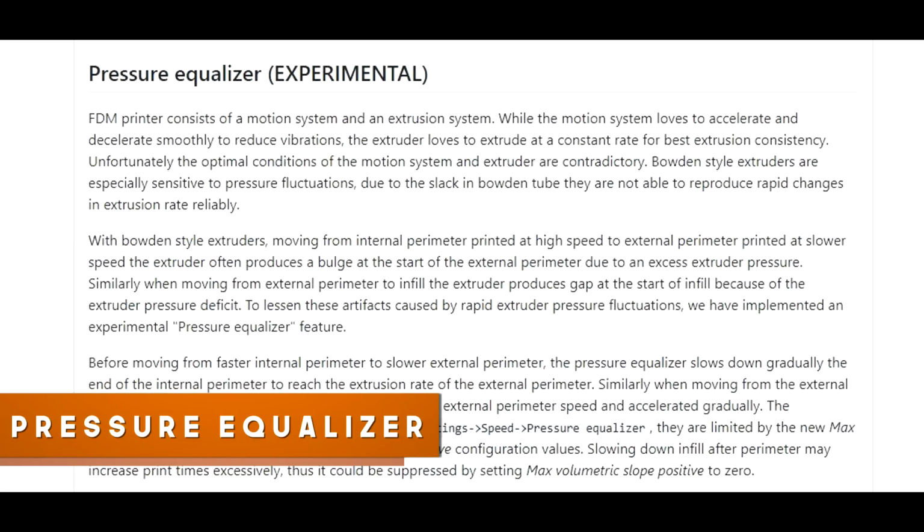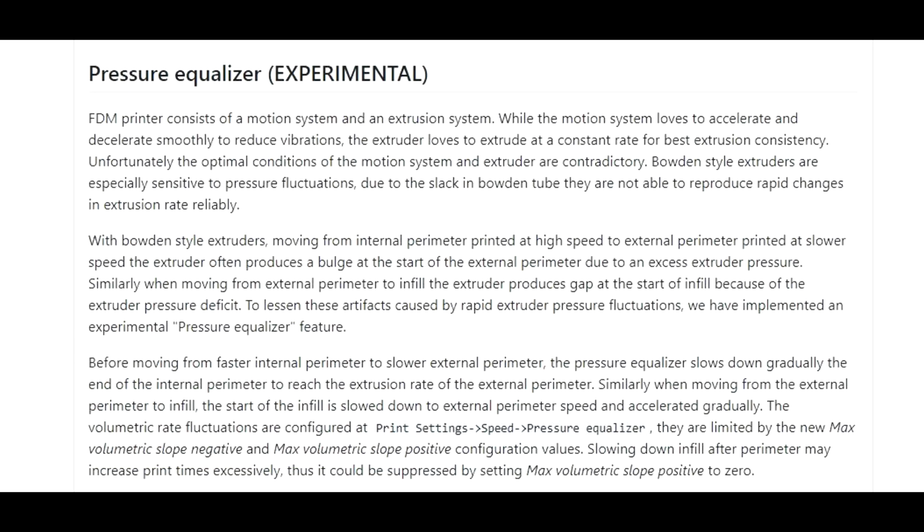Pressure Equalizer is next, and that is actually a new thing, I think. It sounds a bit like all the other things that people talk about a lot, but you might not have bothered to look up what they mean, like linear advance or pressure advance. Of course, we all know that they improve print quality, but we might not know exactly why or what they are.